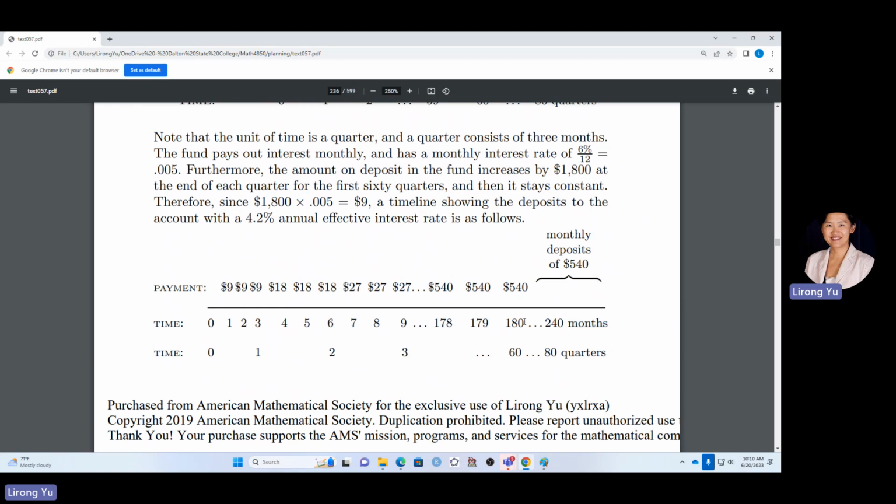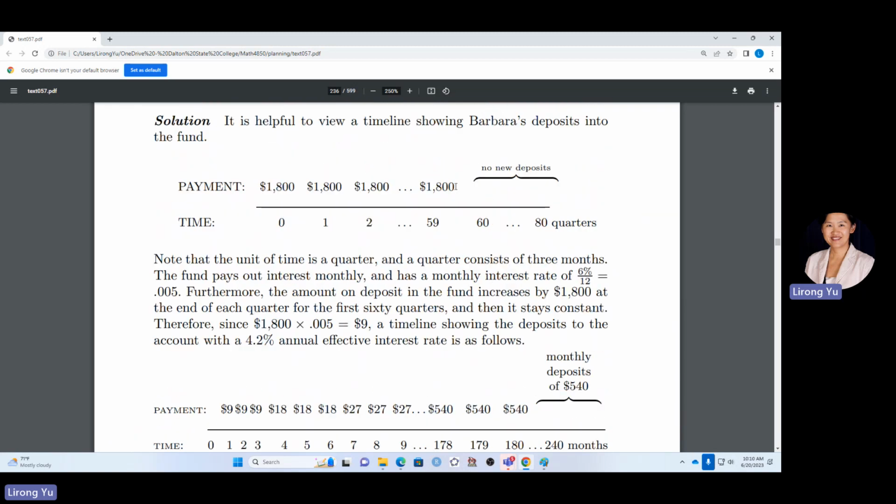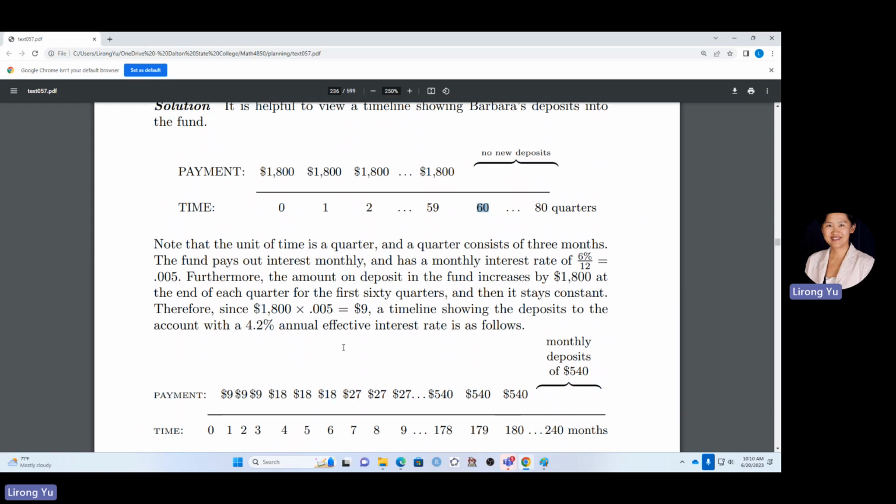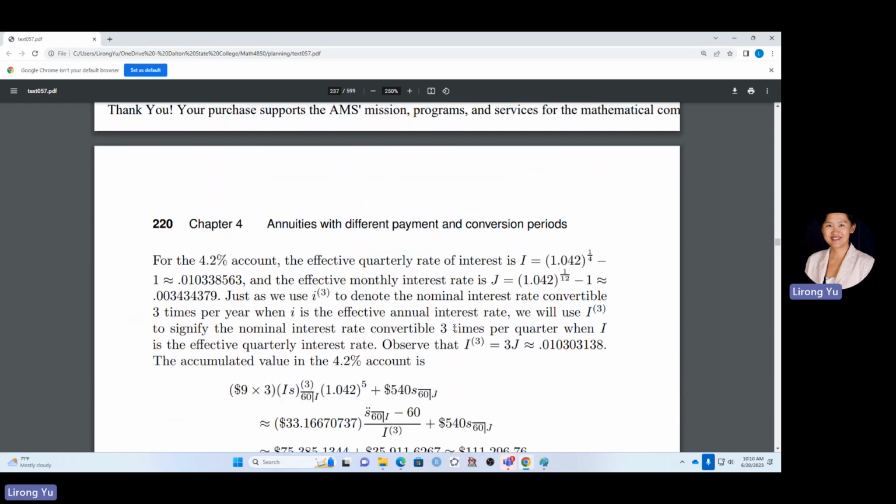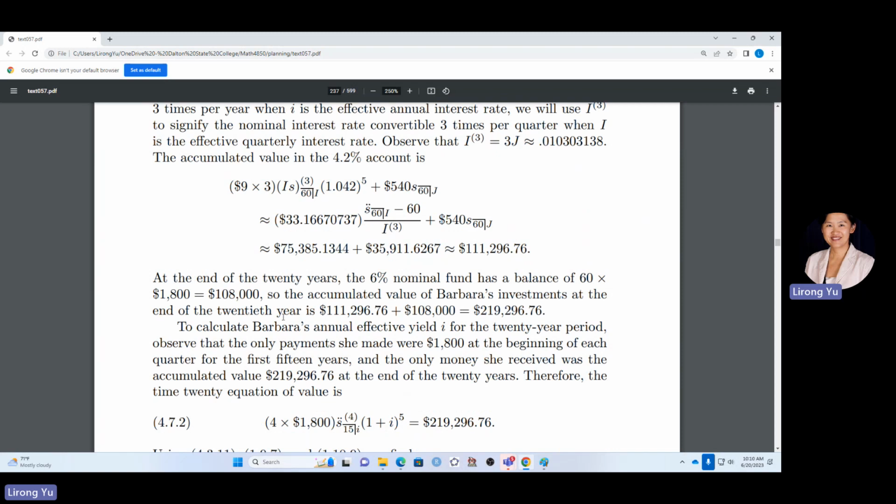Since after this, 180 means 180 months, and that's 60 quarters. After that, the interest stopped growing because the principal stopped growing. This is all the money that we had, and the principal is 1,800 per quarter. Since we have 60 quarters, 1,800 times 60 is the overall principal. I guess it's calculated over here. 1,800 times 60. That is the principal.